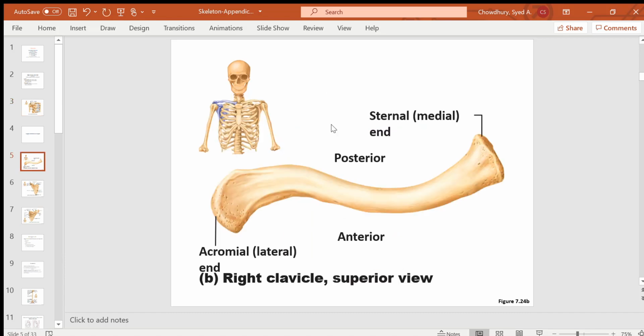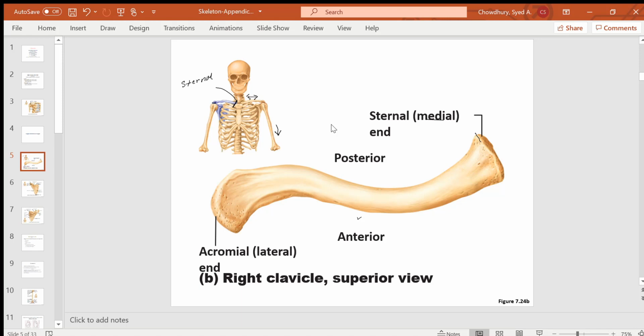This is a clavicle. This bone is placed horizontally in the body. Most of the long bones are placed vertically like this. However, this clavicle is placed horizontally. And the clavicle has two ends. This end, which is the medial end, gets attached to the sternum. That's why this end is called the sternal end. Makes sense?